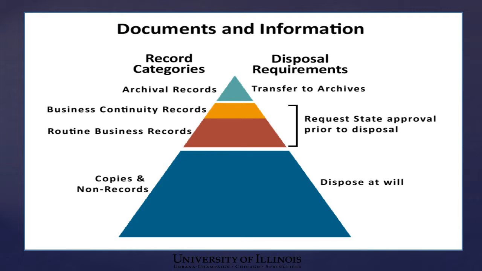Archival records are the smallest set of records at the university. Business records are the next set and consist of both business continuity and routine business records. Non-records are the last category and typically the most numerous. We will review each of these in turn, starting at the bottom of the pyramid and working our way up.